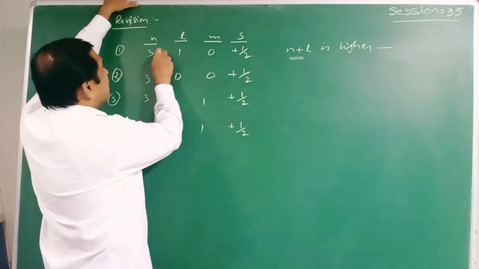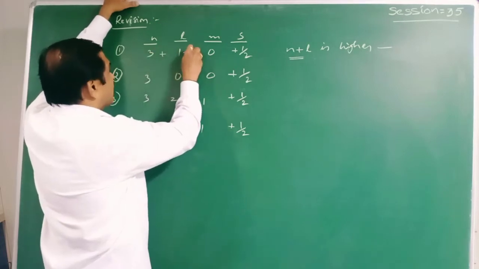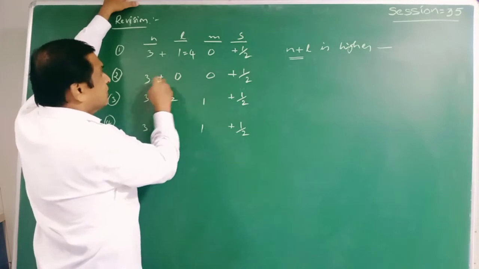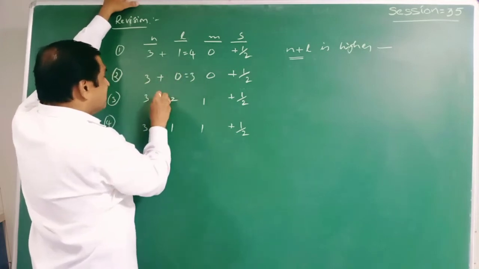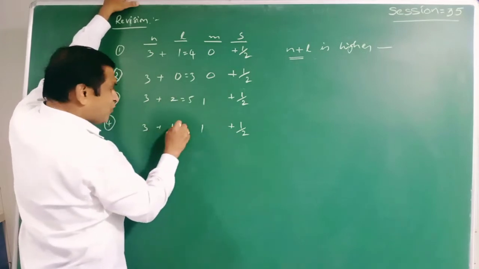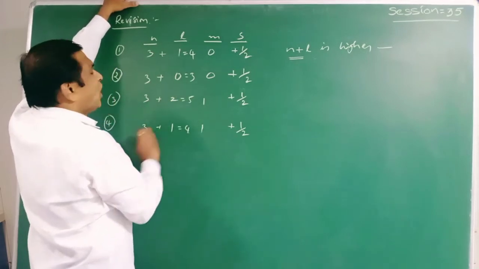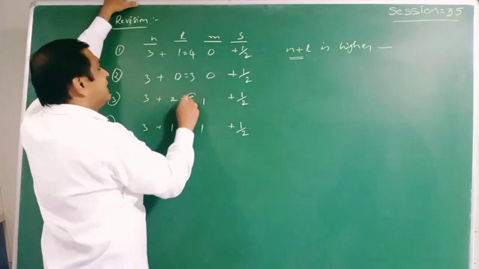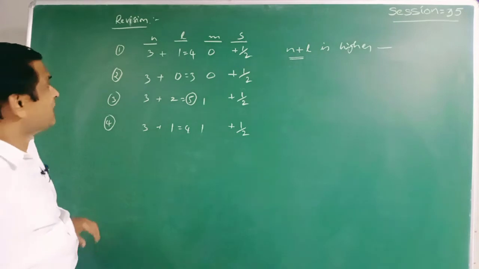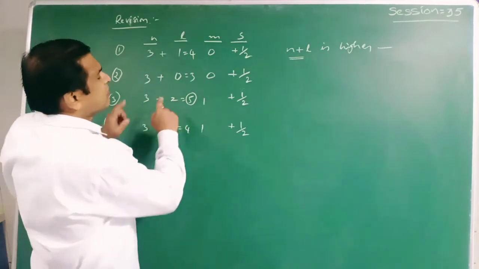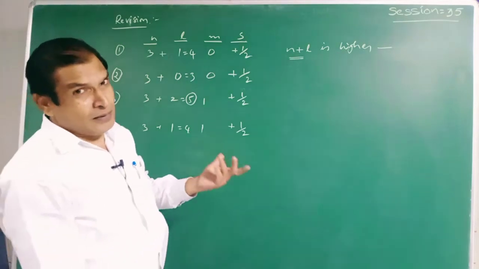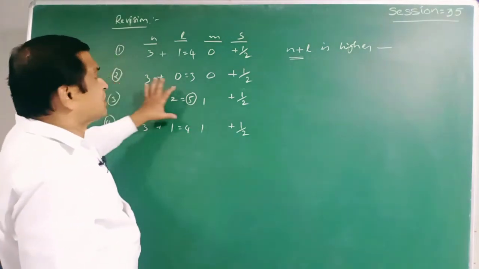Here n plus l value is 4. Here it is 3. Here it is 5. Here it is 4. The orbital whose n plus l value is higher has greater energy. That is nothing but the 3d orbital. So the third option is the answer for this.